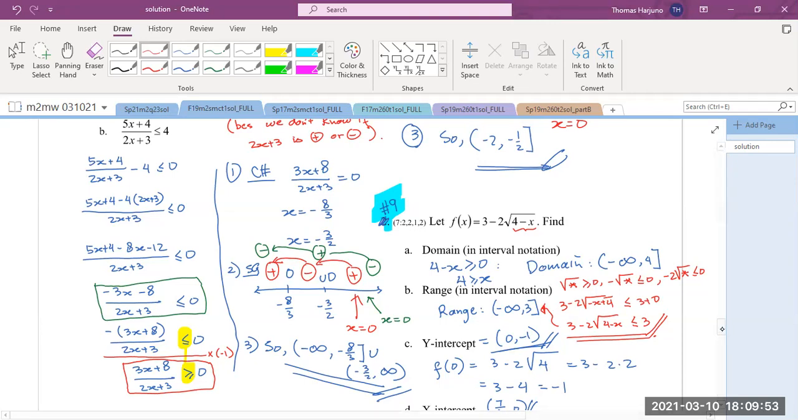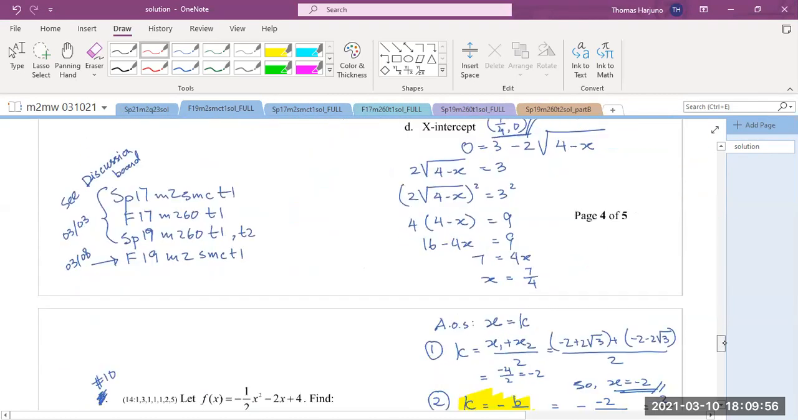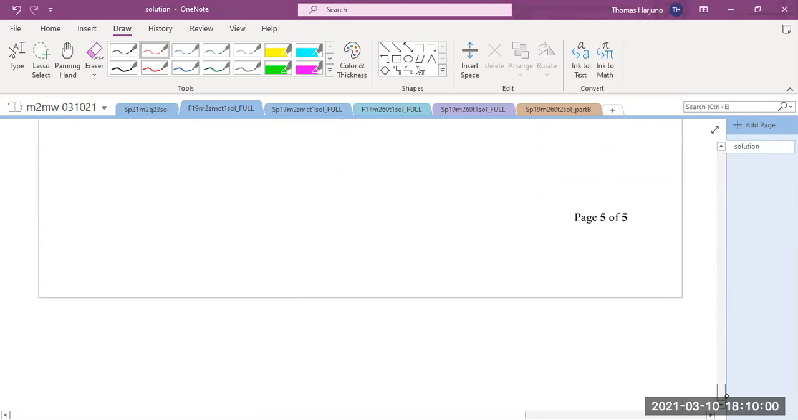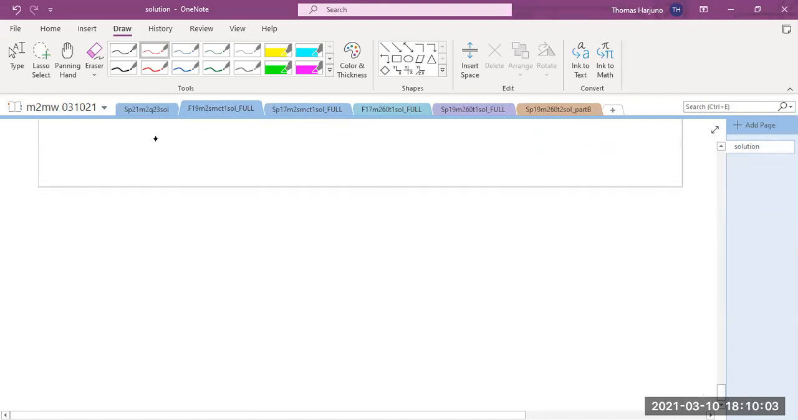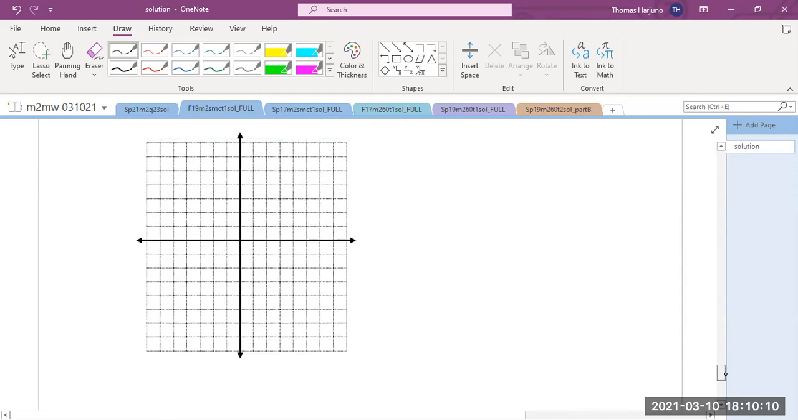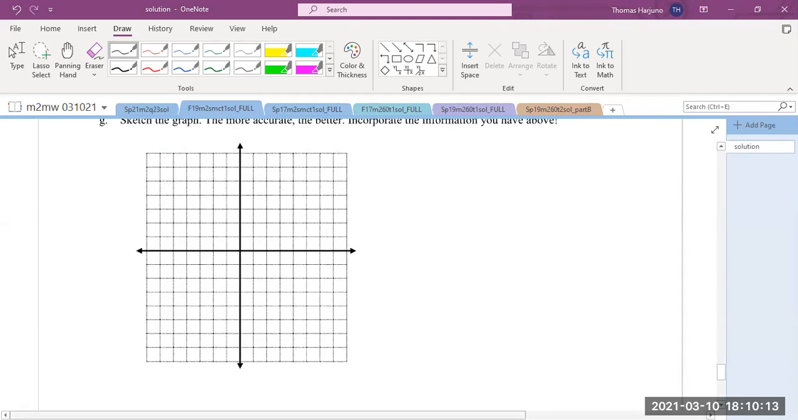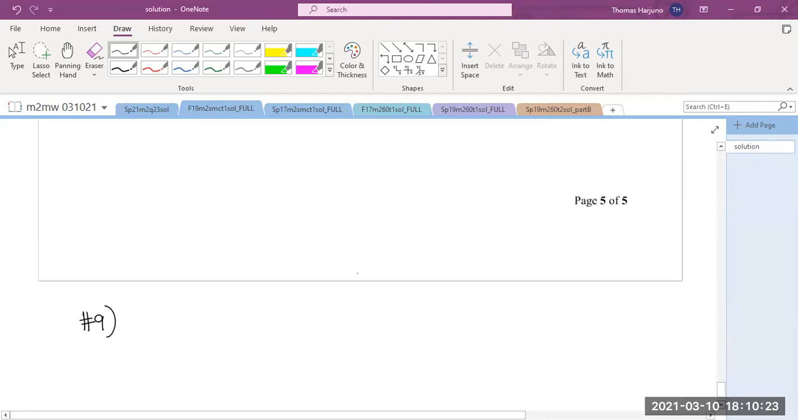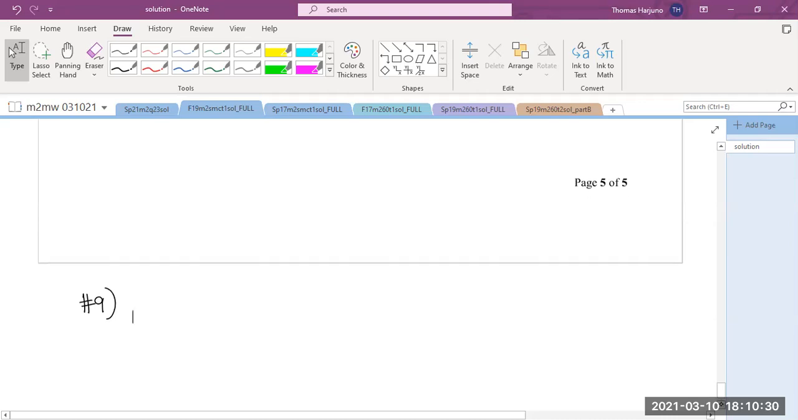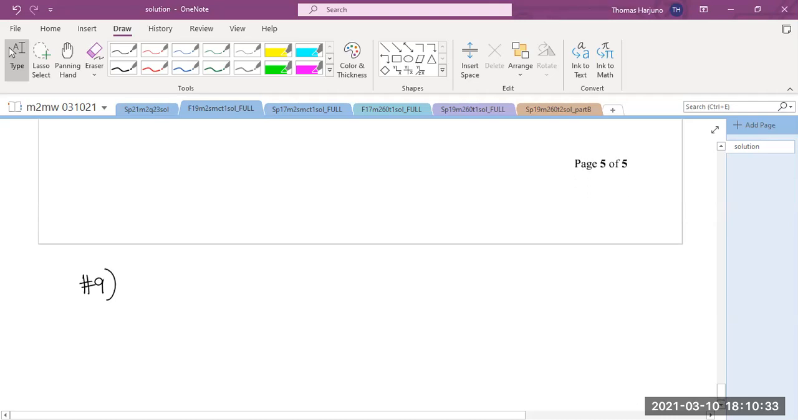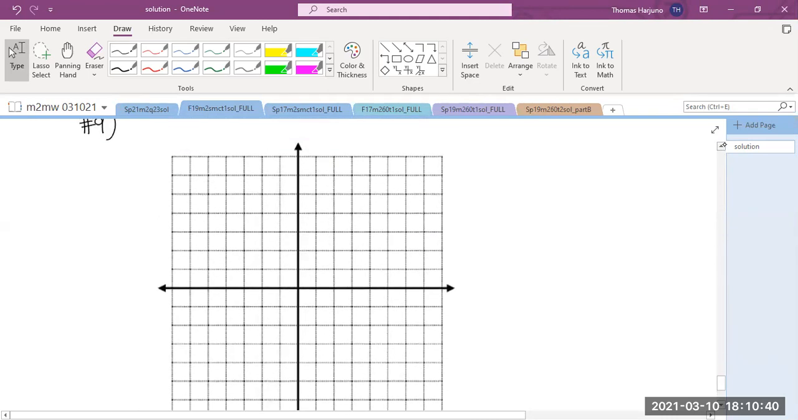Now you should try to sketch this though. Let's sketch that right now. Let me borrow the place down here for number nine. Let me borrow a graphing paper from here. Give me a sec. Let me use this as my graphing paper and paste that here. Oops, that's way too big.